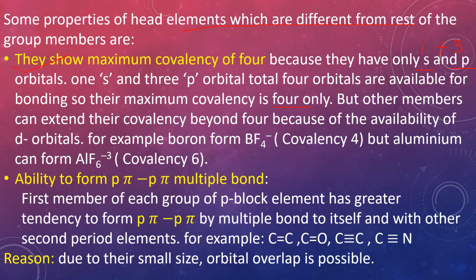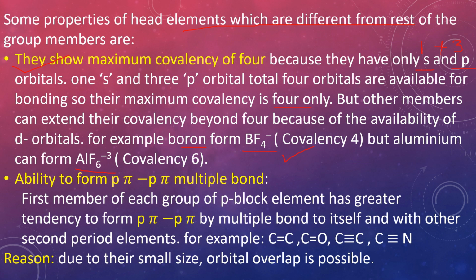But the other group members have d orbitals also. So they can extend their covalency beyond 4. For example, boron, which is the head member, shows the covalency of 4 and only forms BF4−. But aluminium can form AlF6 3−. That means it can extend its covalency beyond 4 because it has 3d orbitals available for bonding. But boron cannot form BF6 3−. This is a very important question.